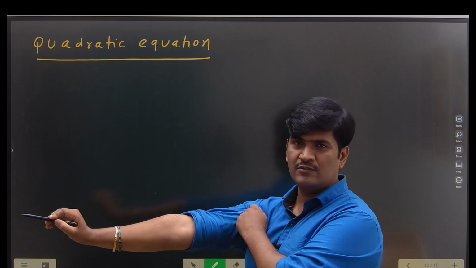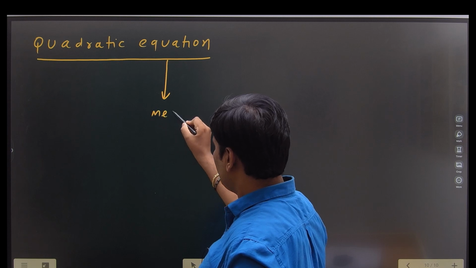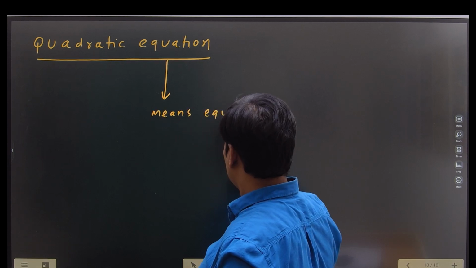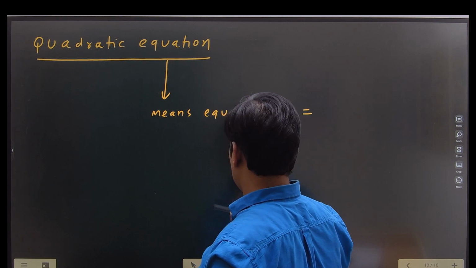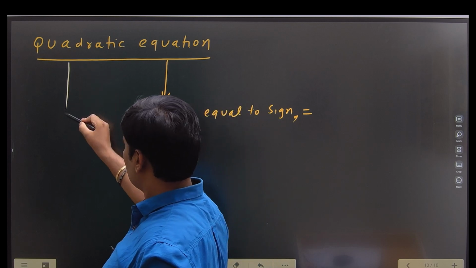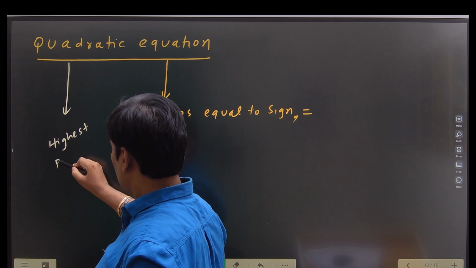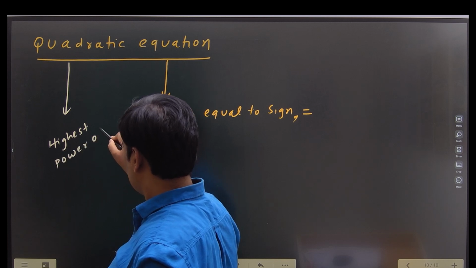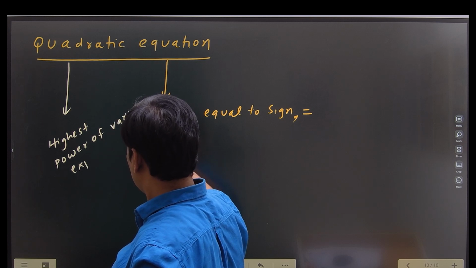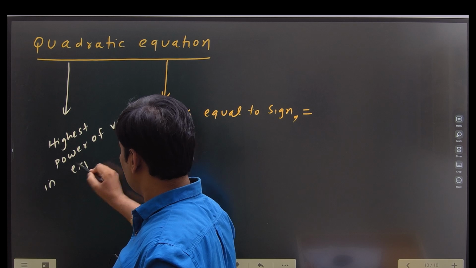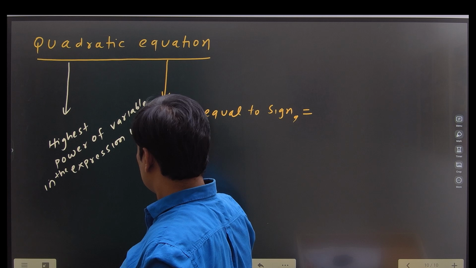So first of all, we have to know the meaning of equation. Equation means equal to sign. Quadratic means the highest power of the variable in the expression is equal to 2.